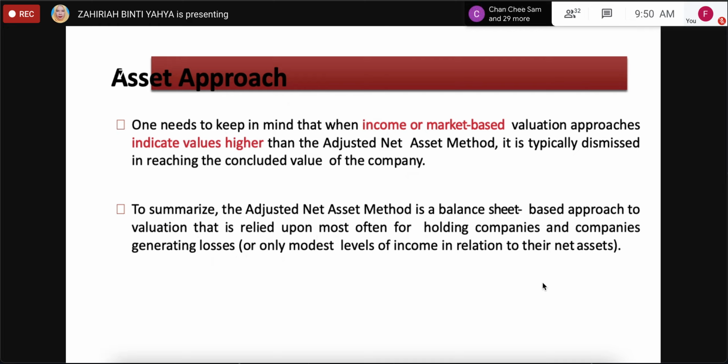Selalunya kalau company yang operation dia rugi, macam mana kita nak value? Kalau income approach boleh value tak? Boleh value, nanti value dia negatif. Logik tak value negatif? Tak logik. Company tu mesti ada aset dia. Mungkin dia ada office, dia ada kilang. So we value the asset.